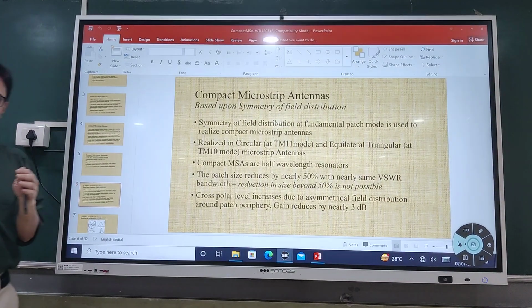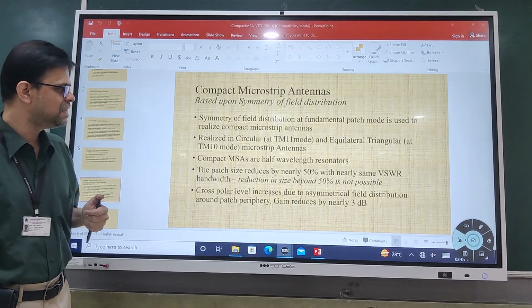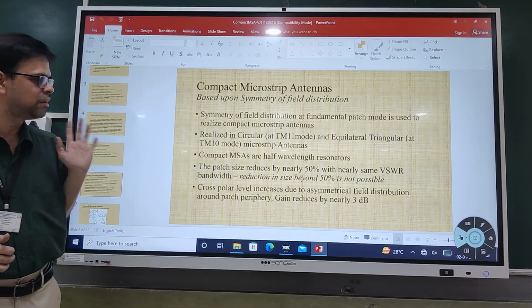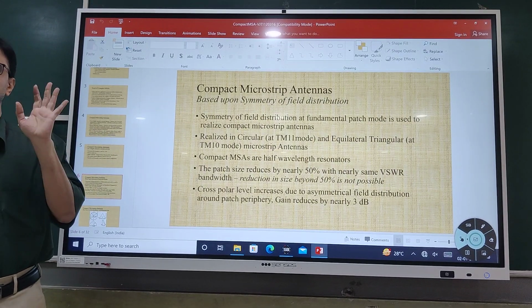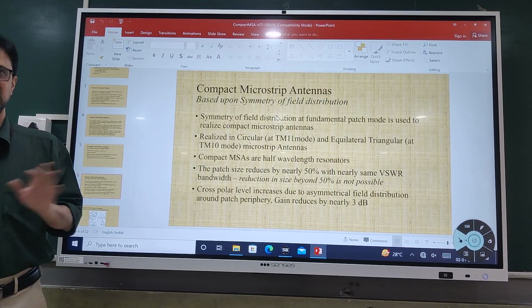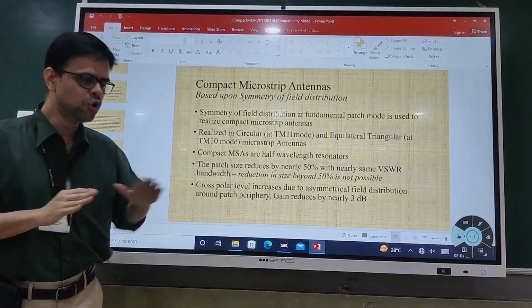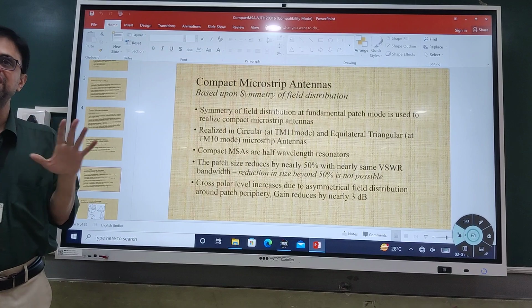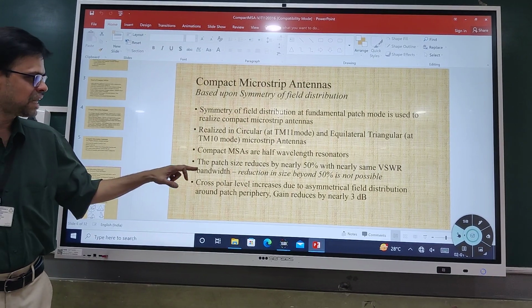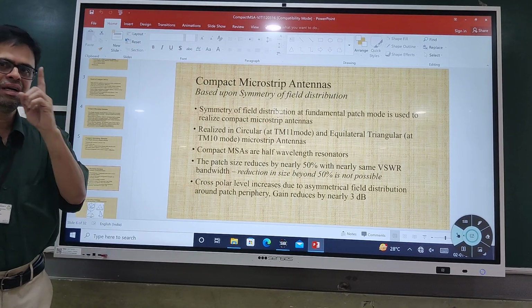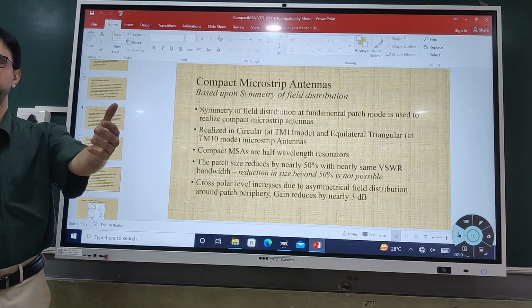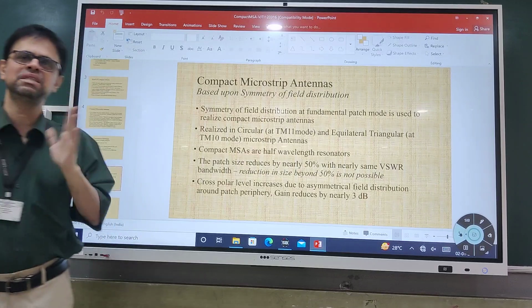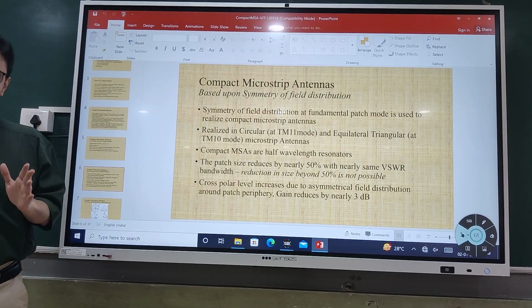Of course, other modified variations one has to analyze and decide. And remember this parameter, it is something very important: they are still half wavelength resonators. By no means have we converted into a quarter wavelength resonator, because we are not putting any shorting post. The size reduction is nearly 50%, but the disadvantage is we cannot increase the size reduction beyond 50%, because 50% is the maximum possible size reduction which you can realize here.